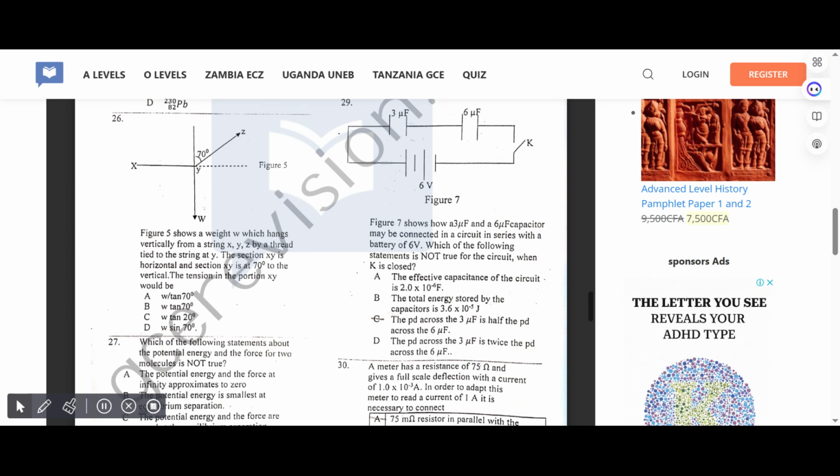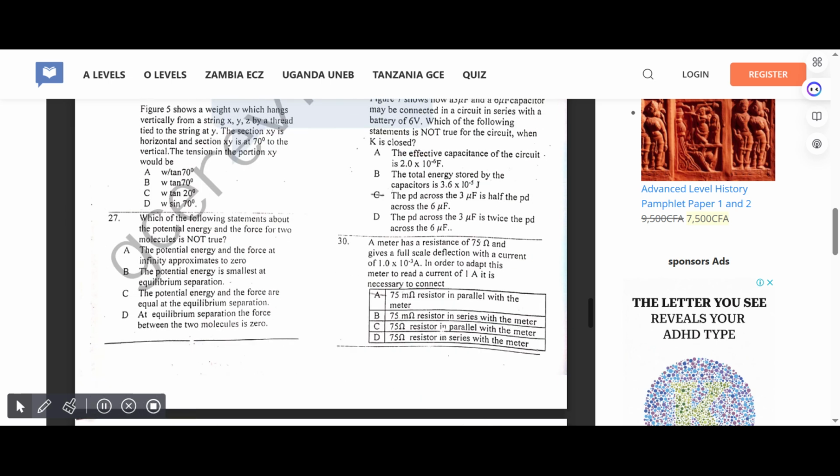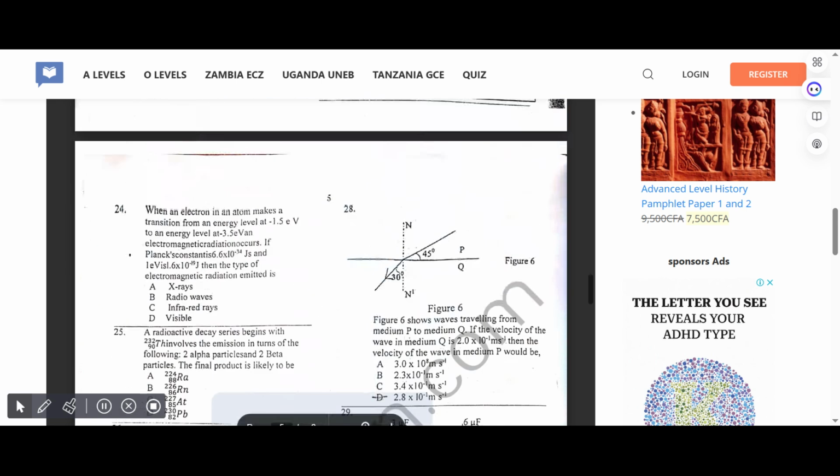26. Figure 6 shows a weight which hangs vertically from a string XYZ by a thread tied to the string at Y. The section XY is horizontal and the other section is vertical. The section part will be, correct answer for 26 is B. Which of the following statements about the potential energy and the force for two molecules is not true? Correct answer for 27 is C.